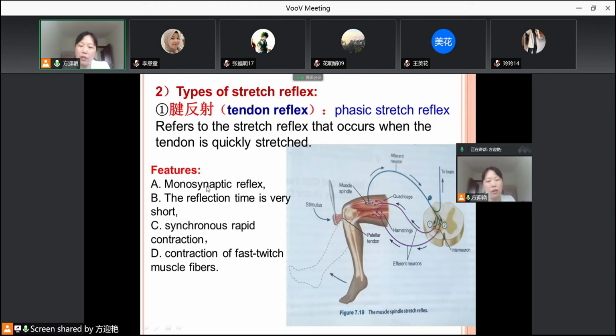We just talked about the monosynaptic reflex. Is it fast or slow? Yeah. According to multiple answers, very good, fast.